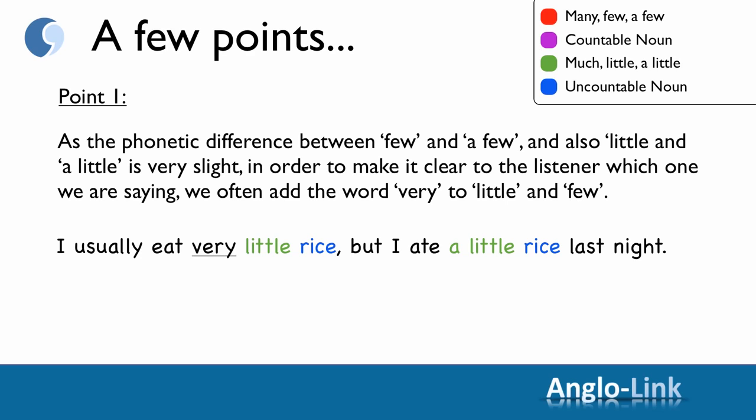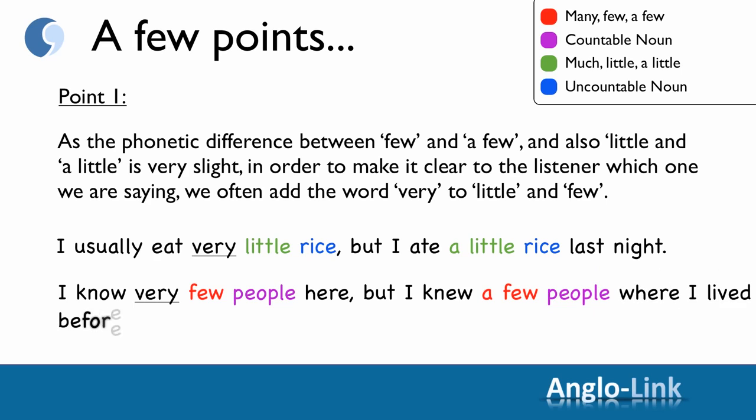If I remove very and say, I usually eat little rice, but I ate a little rice last night, it's very hard to hear the difference between the first part and the second part. That's why we often use very to insist on the really small quantity. It's the same with few. Look at the sentence. I know very few people here, but I knew a few people where I lived before.